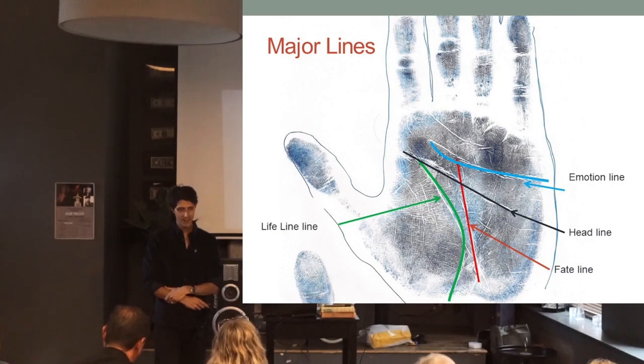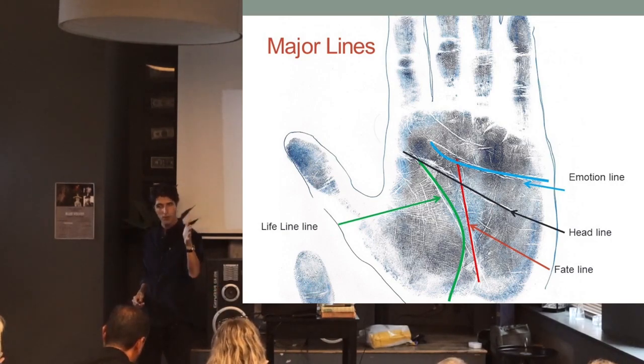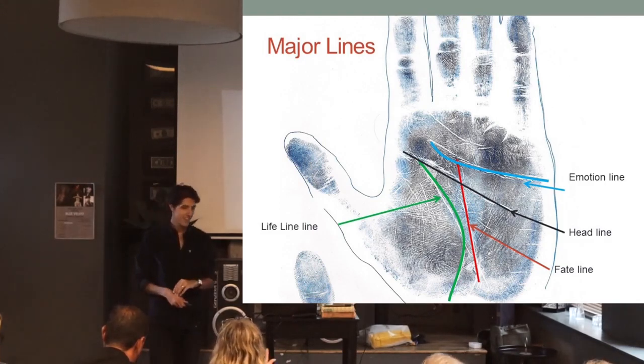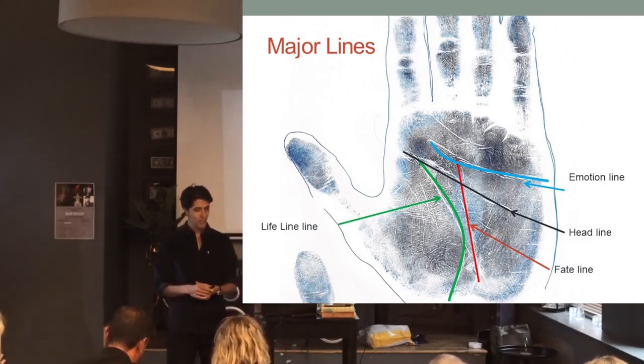And we've got the fate line that runs up the center of the hand. This is to do with our direction and purpose. So I can hear lots of sort of worried murmurs. Don't worry, everything will be reassured.